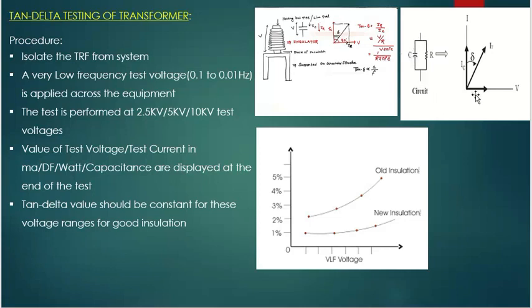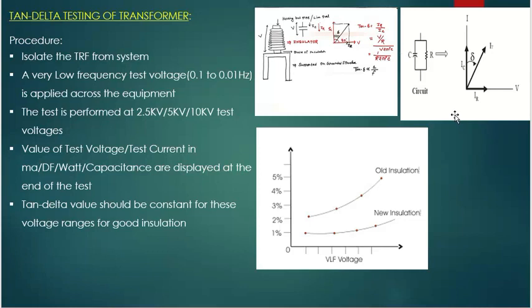So the angle between the voltage and the capacitive current is slightly less than 90 degrees, and the tangent of this delta angle is known as the loss angle of the insulator. Here tan delta is the ratio of the resistive current to the capacitive current. For a good insulator, this resistive current should be very low, and accordingly the value of tan delta will be less than 1.